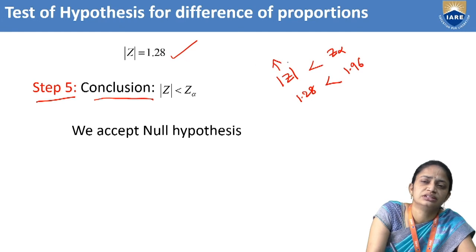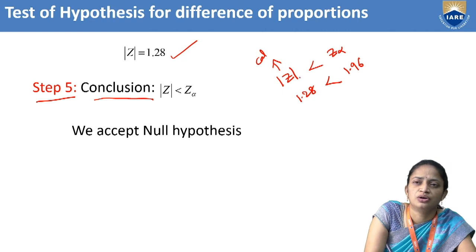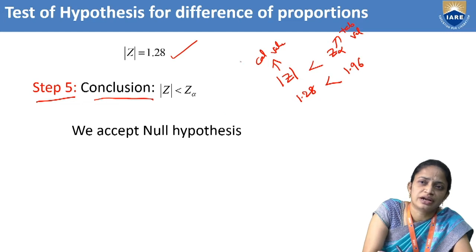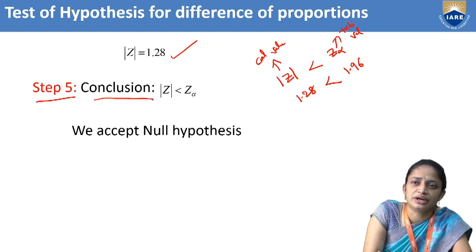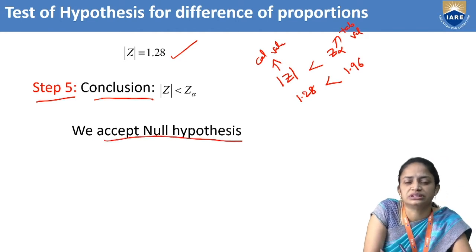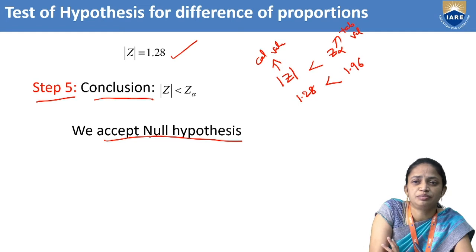We have calculated the mod Z value from the formula, so that is the calculated value, and we have taken the Z alpha value from the table, so that is the tabulated value. So here we got calculated value less than tabulated value. That means we accept the null hypothesis.